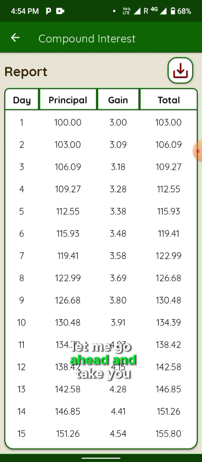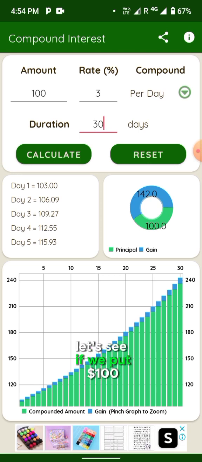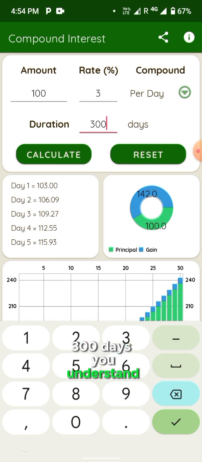Let me go ahead and take you back if you would like to know more. Let's see if we put $100 and we say we are taking 3%. Let's now put 300 days. It means I'm going to take all 300 trades, successful trades, okay? And for each trade, I will be taking 3%, but my principal at the beginning is $100. Hope that one is understood.